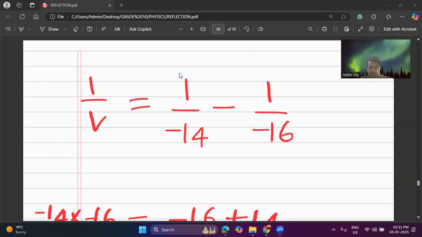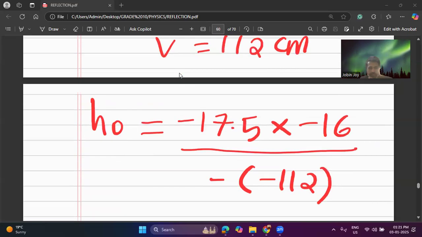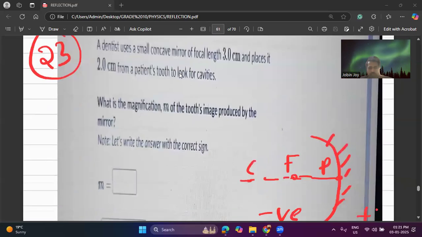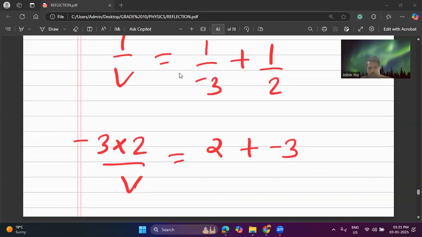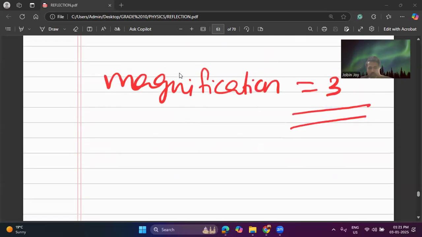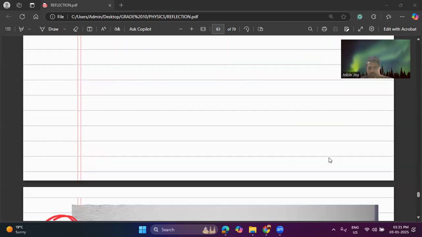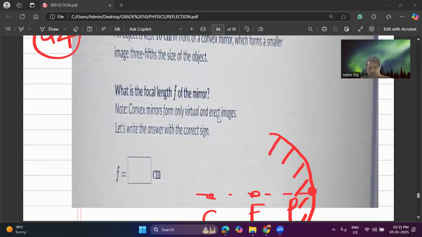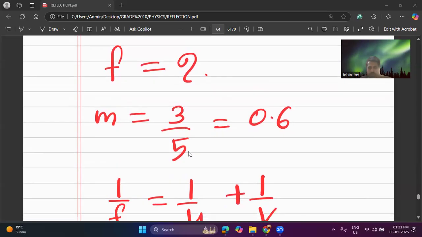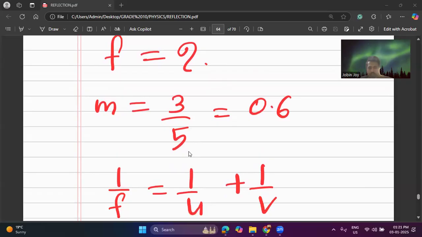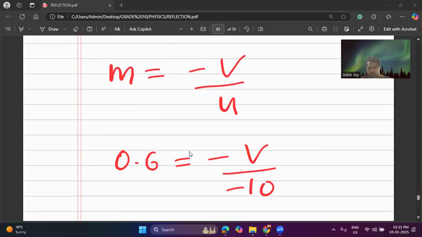These are some of the problems. You can use the magnification equation, M is equal to HI by HO, and calculate the magnification. Sometimes in some problems you have to apply both equations: 1 by f is equal to 1 by u plus 1 by v, and m is equal to hi by ho equals minus v by u.